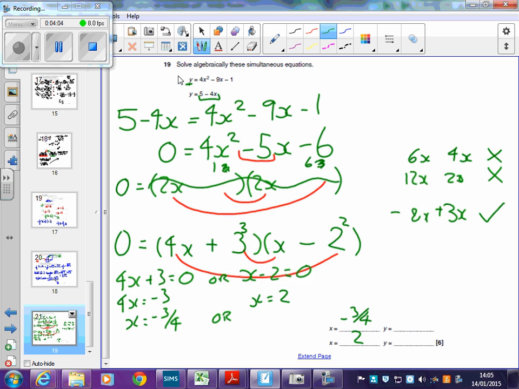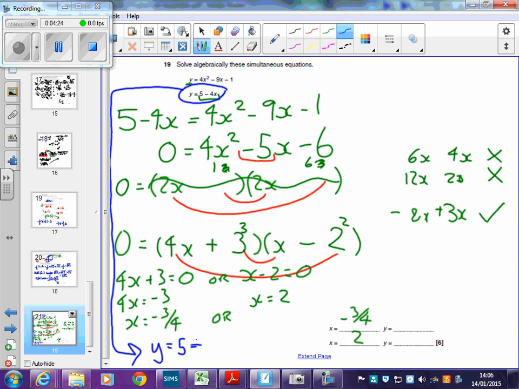The only thing I need now is the y values, and you can just pick an equation and, common sense tells you that one's going to be easiest. Bring that down to the bottom, and you're going to substitute in your x values into that. So, for the first one, y equals 5 minus 4 lots of minus 3/4. First of all, it's a minus and a minus, so it becomes a plus because you're subtracting a negative number. 3/4 times 4 is just 3, so 5 plus 3, so that one there is 8. Make sure you write that on the right side because it's got to match up with the other one. Second one, this time we're going to get y equals 5 minus 4 times 2, 5 minus 8, so y is equal to minus 3.